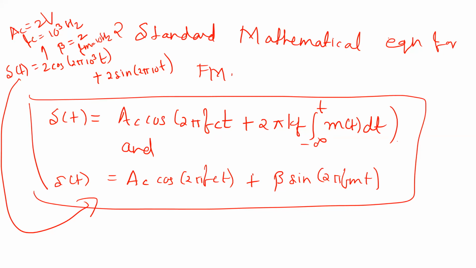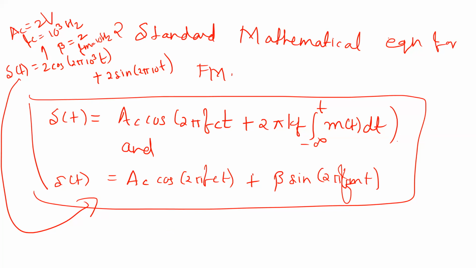Clear? Any doubts? So the second part is beta sine 2 pi FMT, is it? Yes. Okay, because I just wanted to make sure, because that one looked like F, but I wasn't sure whether it's F or not. Yeah, it is F. Okay. So did you understand?